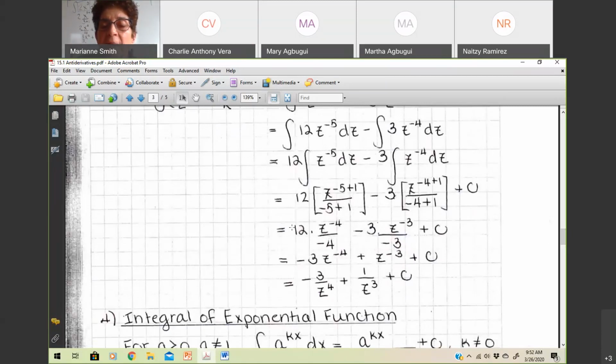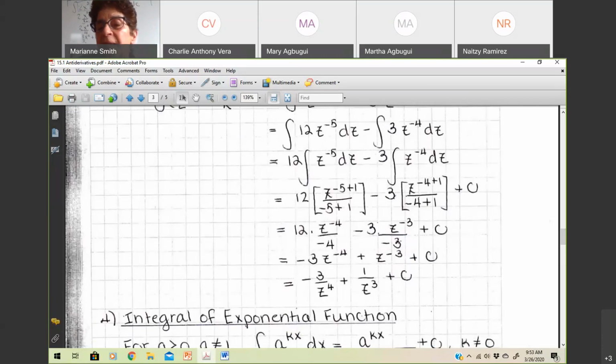This was 12 times z to the negative fourth divided by negative 4. I can divide out a negative 4 in both of them. So if I divide out the negative 4, the denominator becomes a 1. If I divide 12 by negative 4, it turns into negative 3. So this first term simplifies into negative 3z to the negative fourth.